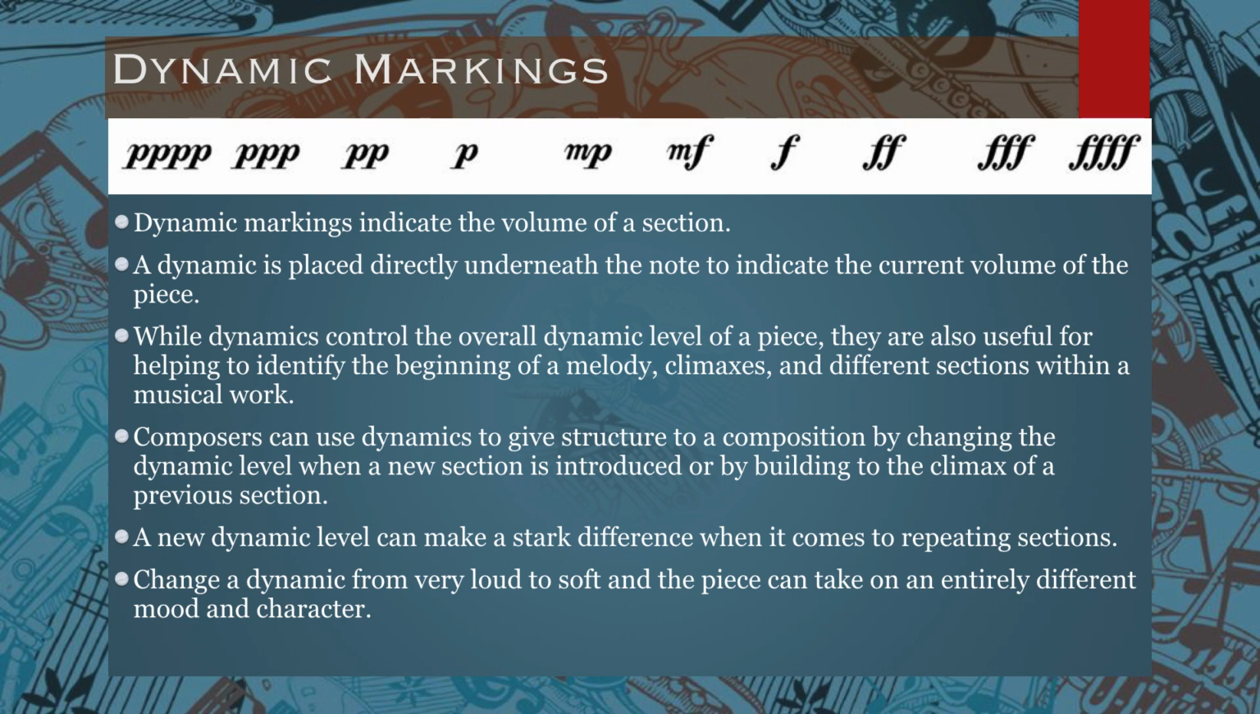Composers can also use dynamics to give structure to a composition by changing the dynamic level when a new section is introduced or by building to the climax of a previous section. A new dynamic level can make a stark difference when it comes to repeating sections. You can change a dynamic from very loud to soft, and the piece can take on an entirely different mood and character. So you could play the same piece extremely soft or extremely loud, and it's going to change the intent and mood of the work.